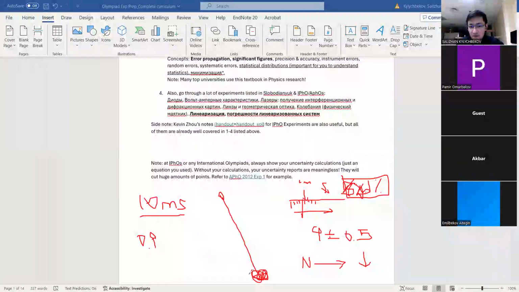Instead of one period, you can measure 10 oscillations. You can wait for 10 oscillations and then measure it. So instead of one period, you get 10T.